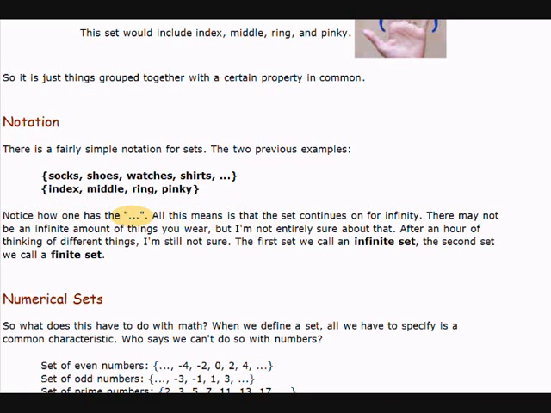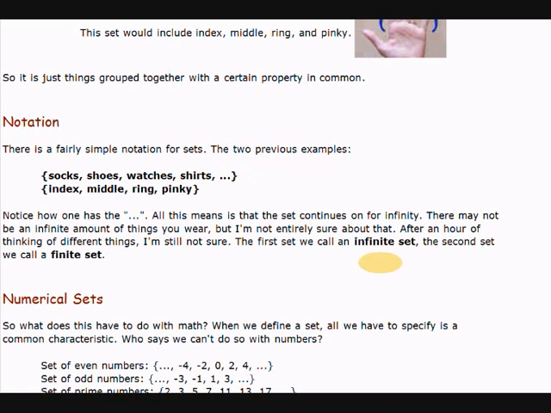There may not be an infinite amount of things you add, and you are not sure how many things there are. After an hour, you can always come up with a bike. You may come up with pants. You can come up with briefs. There are a lot of things, right? These are called infinite sets. The second kind we call a finite set. So sets come in two different types.